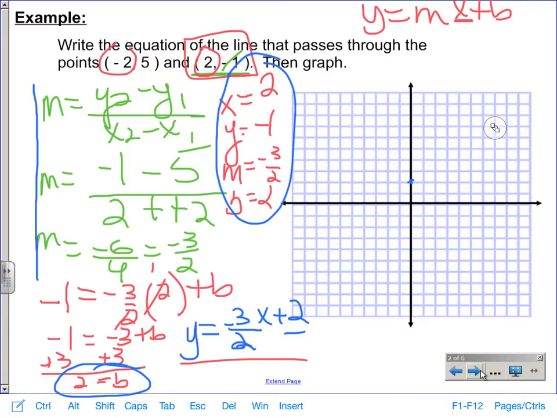It's -3/2, so I'm going to drop down 1, 2, 3, and run 2. Okay, I can do another one, 1, 2, 3, run 2. I could also go up for my y and back for my x, so go up 1, 2, 3, and back 2, and the points will always be on the same line. So connect the points using a straight edge and put arrows, and you're good. So that's how we would do that.